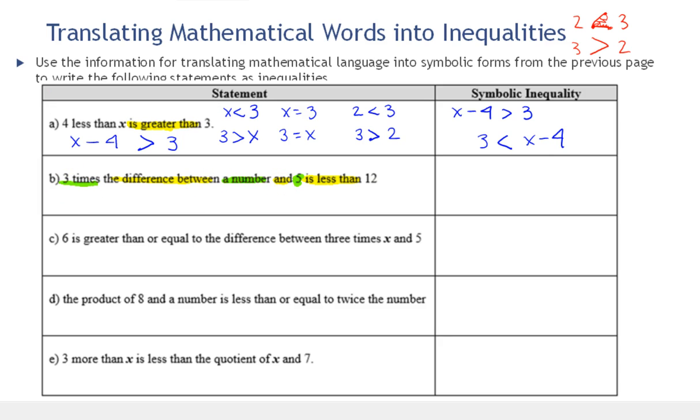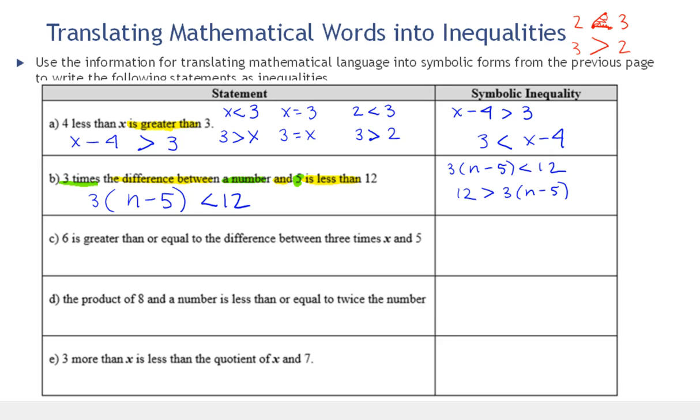So remember that means to find 3 times the difference, we need to put the difference in parentheses. So we multiply the whole difference by the 3. So a number and 5, I'm going to use n for the number, and 5. And then we have is less than 12. So our symbolic inequality is 3 times n minus 5 is less than 12. And if we want to write this as a greater than statement, we would say 12 is greater than 3 times the difference between n and 5.